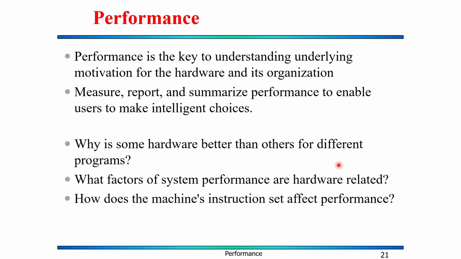Second, what factors of system performance are hardware related? We need to identify which components actually impact speed and efficiency. Third, how does the machine's instruction set affect programming and its performance? The instructions a processor can execute directly influence how fast programs run. So these are the questions we will explore in this section.